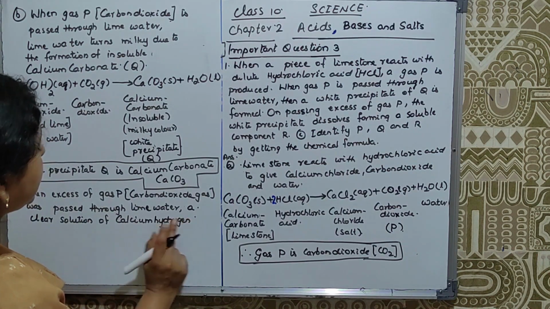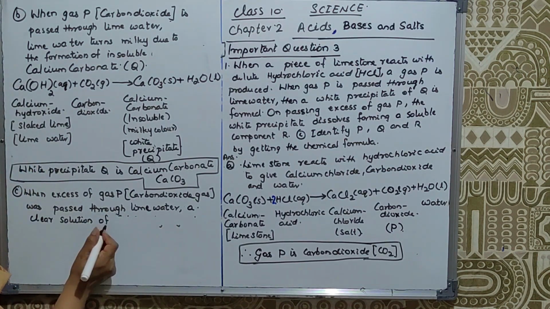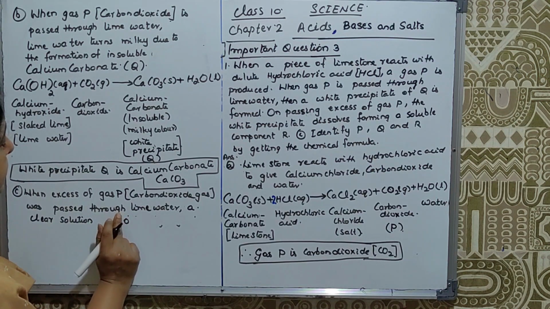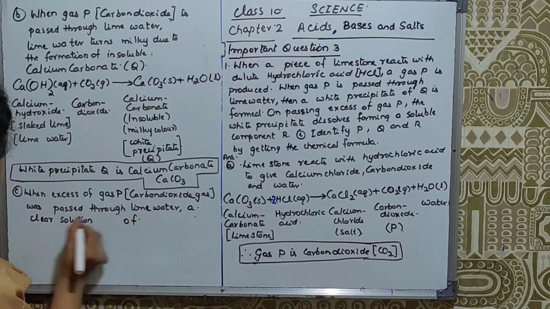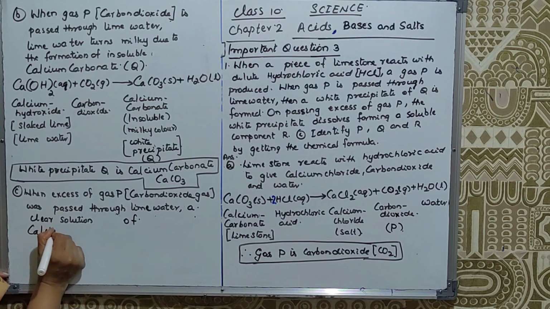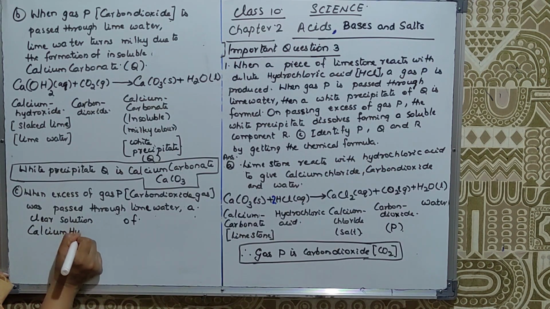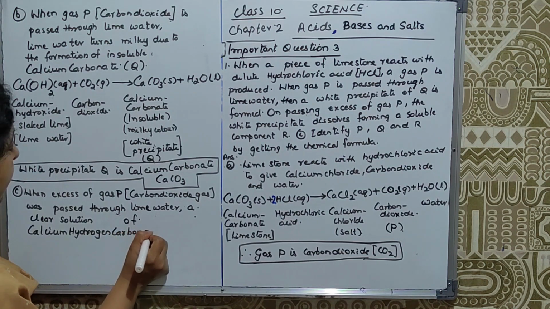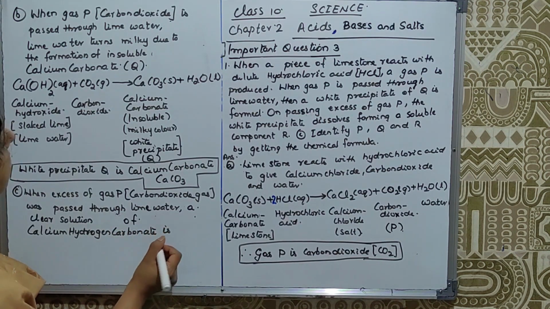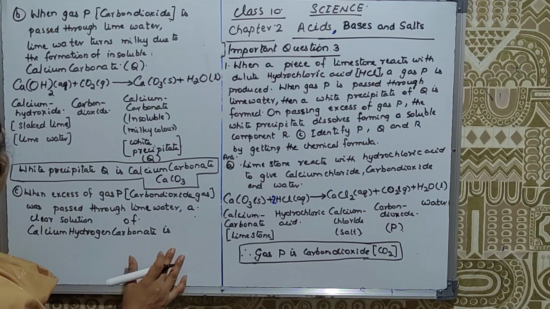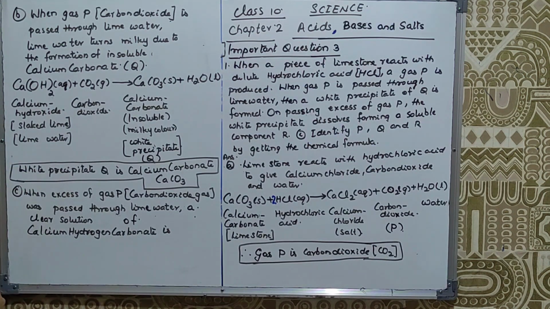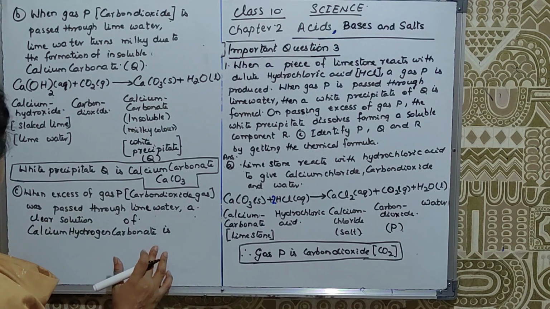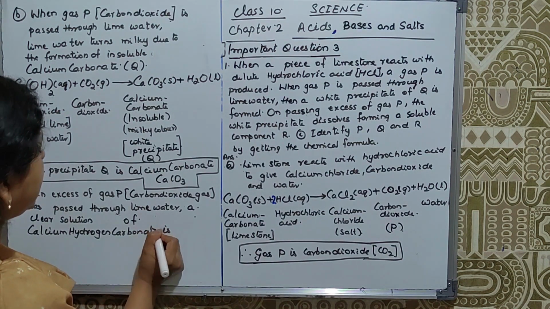Hydrogen carbonate, carbonate I will not be able to write. So I will write a clear solution of calcium hydrogen carbonate is formed. So the calcium hydrogen carbonate formula will be Ca(HCO3)2. So a clear solution of calcium hydrogen carbonate is formed.